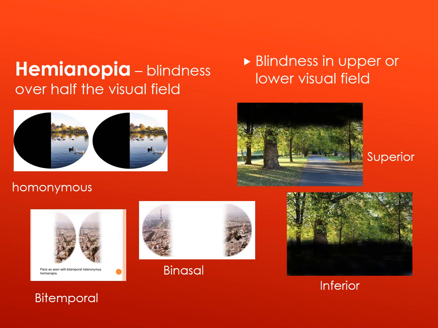Hemianopia is blindness over half of the visual field and is usually associated with either stroke, brain tumor, or trauma. Homonymous is blindness in the same side of the field in both eyes. Bitemporal refers to blindness that affects the outer half of the field in both eyes. Opposite that is binasal, which affects the inner half of the field. Superior and inferior hemianopia refers to blindness of the upper and lower half of vision, respectively.